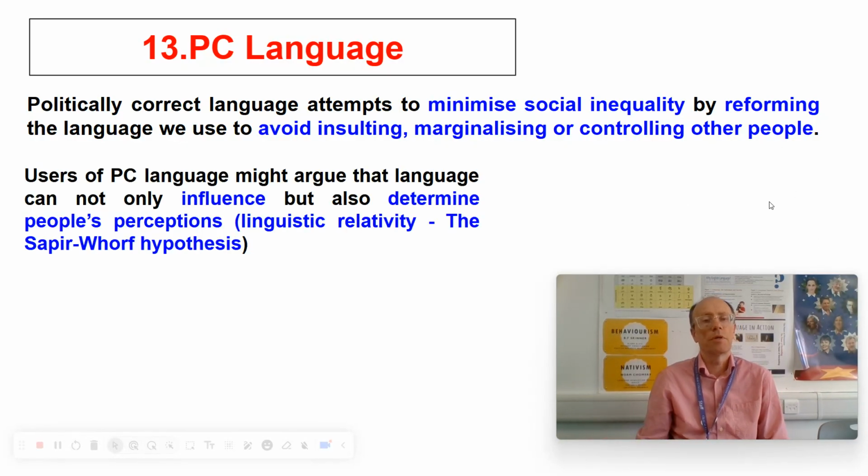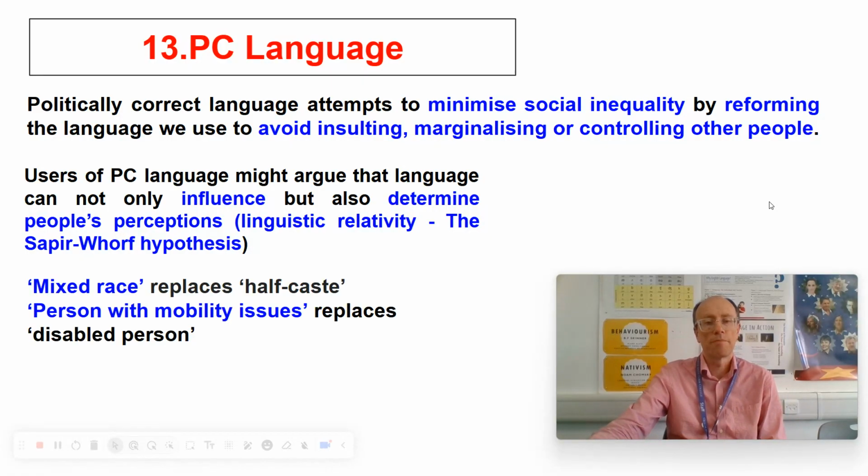Okay, so if you are a user of politically correct language, you might argue that, well, language not only influences the way that you think and behave, but it also determines your perception of reality. So that's an idea that is called the Sapir-Whorf hypothesis. It's mentioned in the textbook. It's called linguistic relativity, and it's the idea that language determines thought.